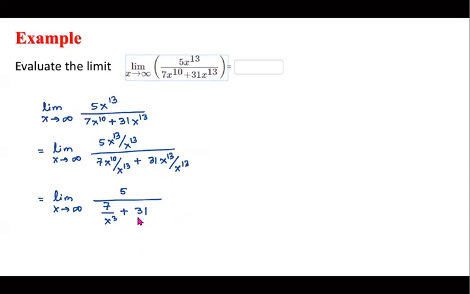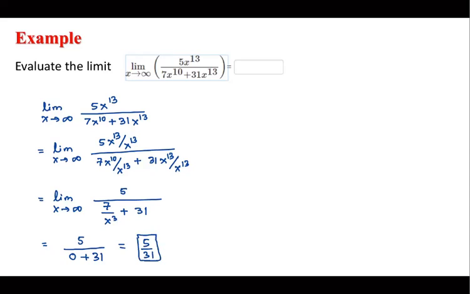So if we do that, we have 5 in the numerator, and in the denominator, when x is very large, the cube of that will also be very, very large. And 7 divided by a very large quantity is approximately 0. So that becomes 0, and then plus 31. So our limit is 5 over 31.